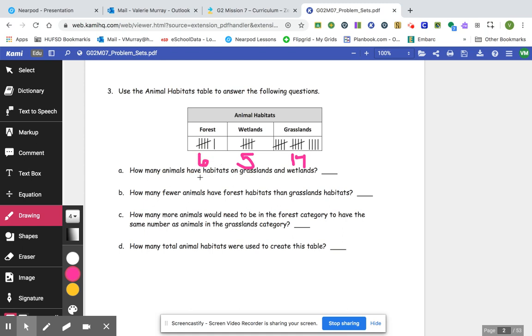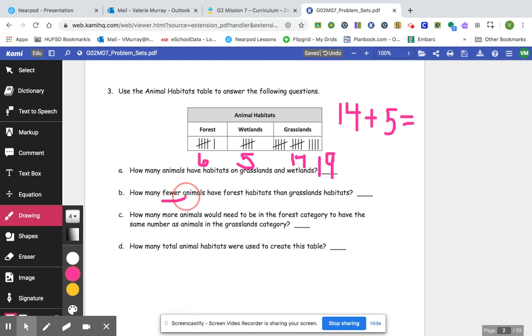So it says how many animals have habitats on grasslands and wetlands. So that means we need to add up those numbers. So I know that the grasslands has 14 plus the wetlands, which has 5. What is 14 plus 5? I'll give you a second. Great job. 19 is our answer. We'll answer the next question.